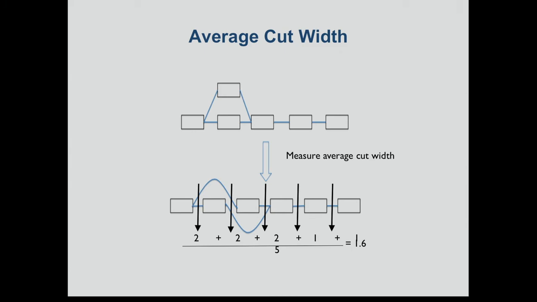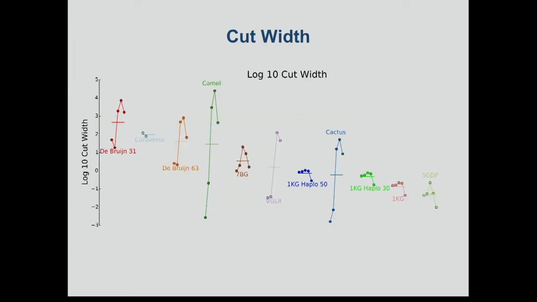If you look at the average cut width, these are just some calculations of this. There's two crossing here, two crossing here, two crossing here, one crossing here. And so we get an average cut width out of that. So this is the cut width calculations. And this was a big surprise because this is now a logarithmic scale base 10. We had cut widths that were 100 times higher in some graphs versus the others, which is very interesting.